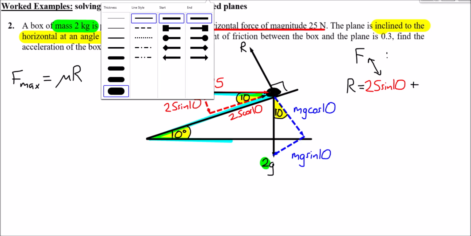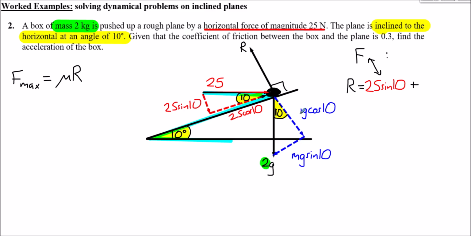And in fact, what I'm going to suggest we do here is just call m 2, because it is 2. It's a force of habit of mine to put mg, but I probably should have just filled it in with 2g, because the mass is 2. So apologies for that if you're thinking, why did you put m when we know it's 2? Good question, I don't know what I'm thinking sometimes. So R will be 25 sine 10 plus 2g cosine 10.